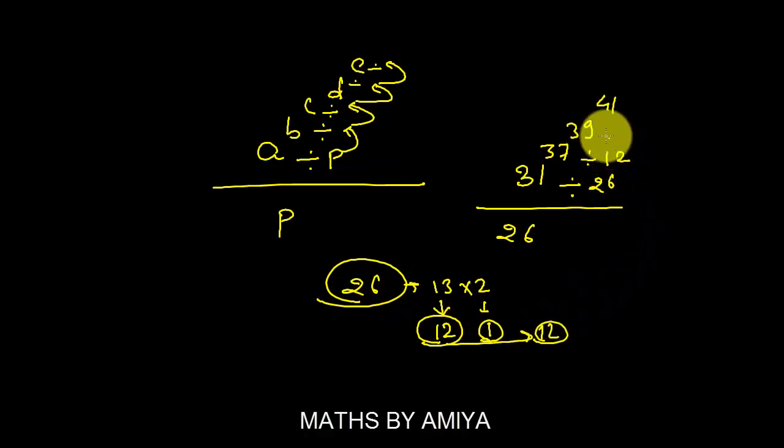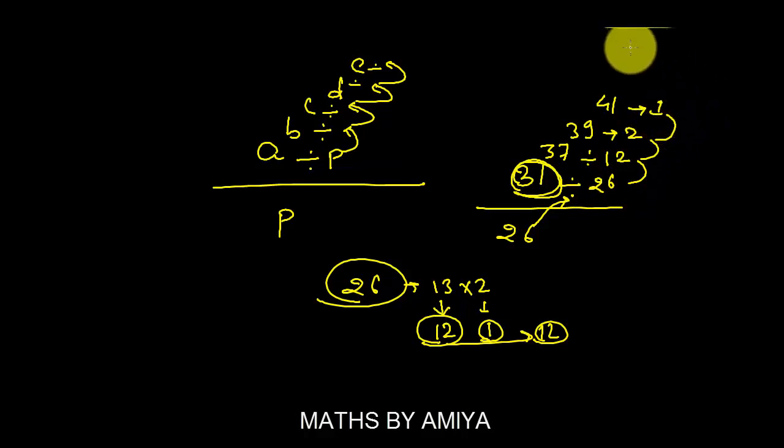The cyclicity of 12 is nothing but 2. We divide 39 by 2 and this one by 1. So we just need to divide the base by the divisor, then cyclicity, then cyclicity, then cyclicity. When we get 1, there is no need to move further. Even if the power is say 101, no use of 101.